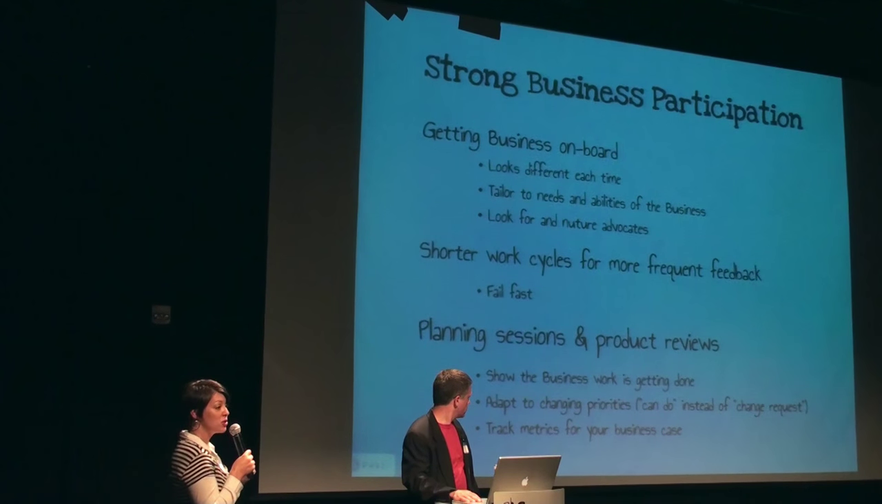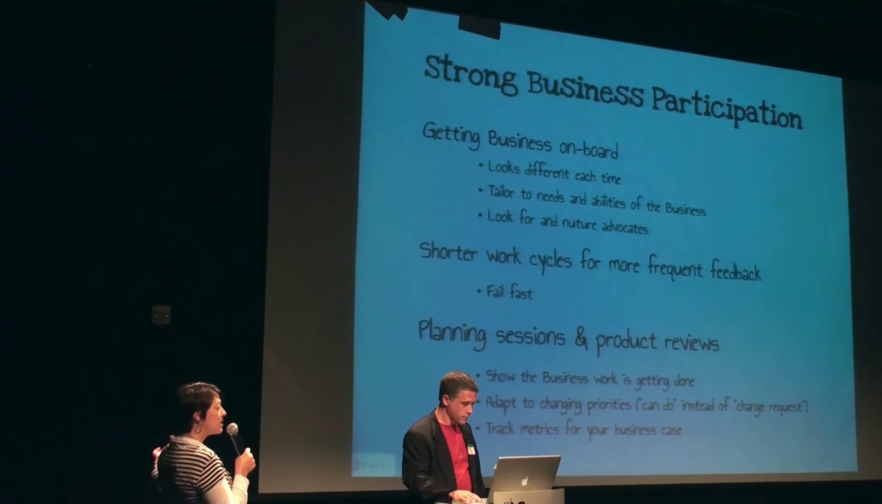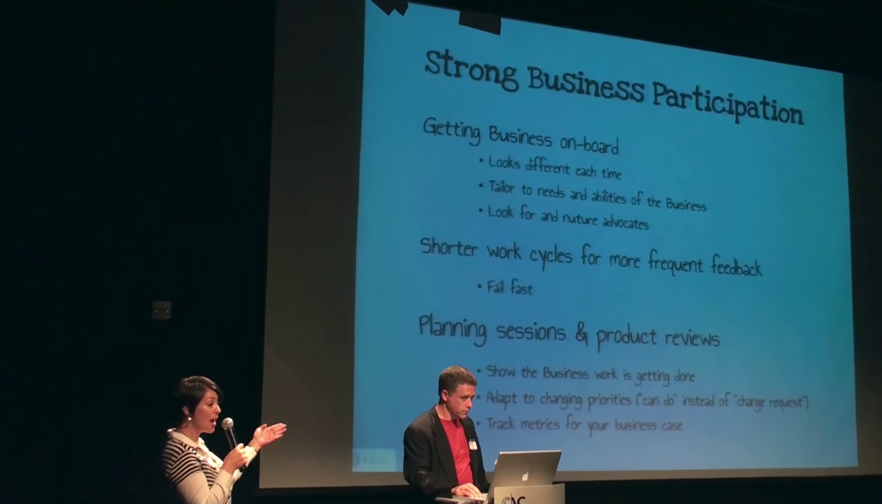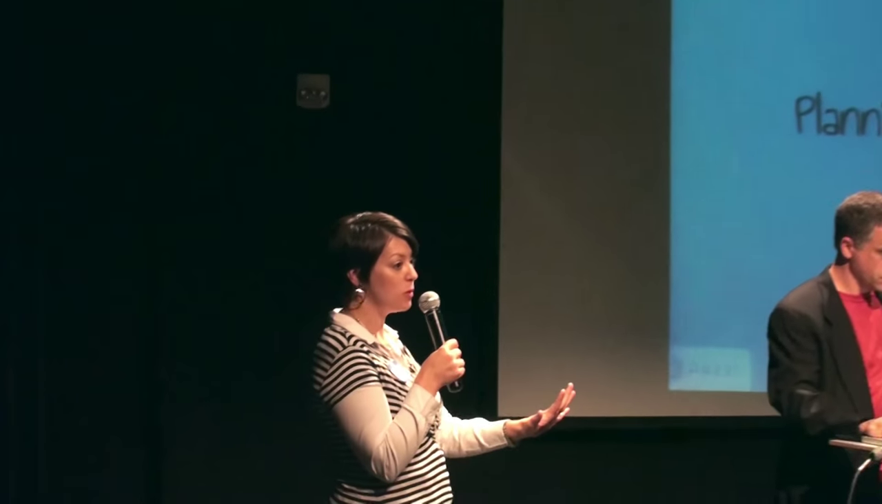You can adapt to their changing priorities. Once they see it, they'll say, well, no, it really shouldn't be that. It should be this. Or I was talking to this customer and I got this new bit of information. Can we have it do this instead? If you're in those shorter work cycles and you can reprioritize, you can say, yeah, we can do that, instead of the 12-page document of, well, that's a change request. Let's not go there. And then you have to be tracking your metrics for your business case.